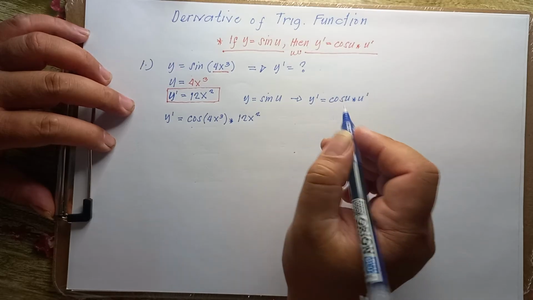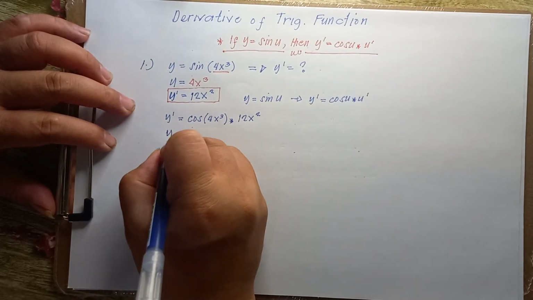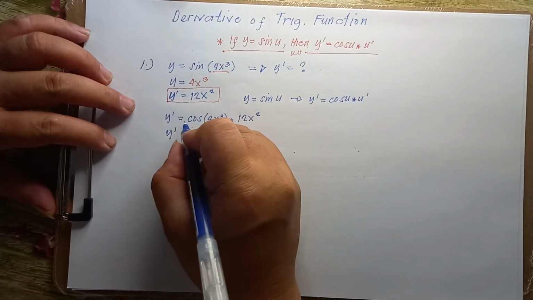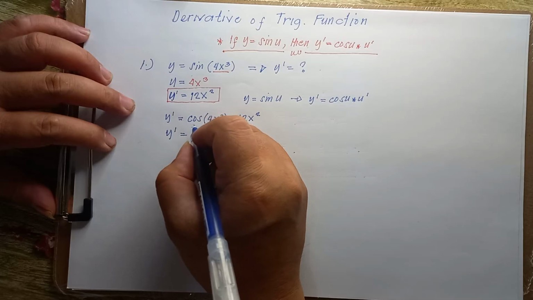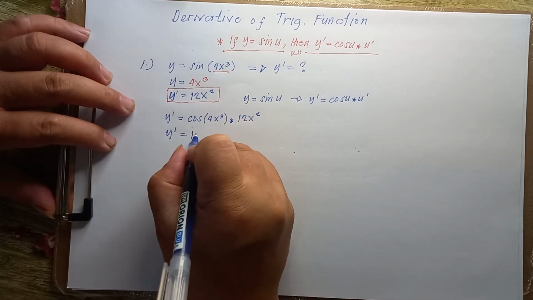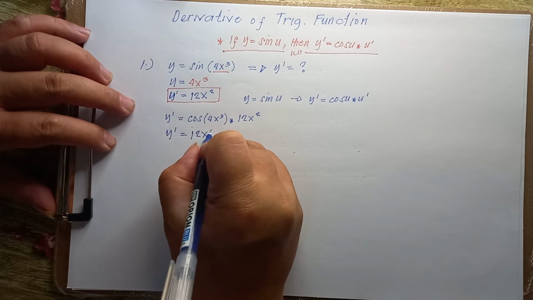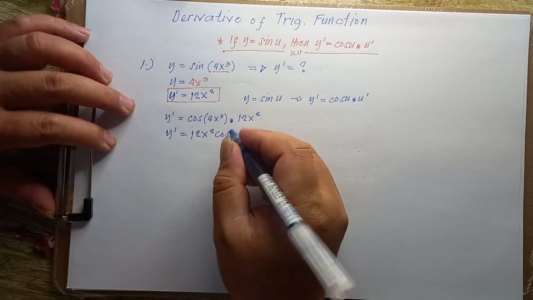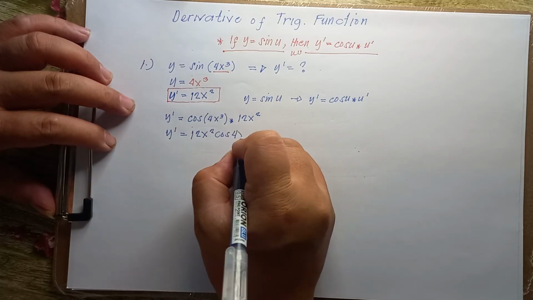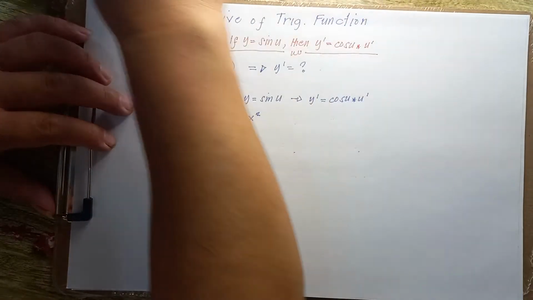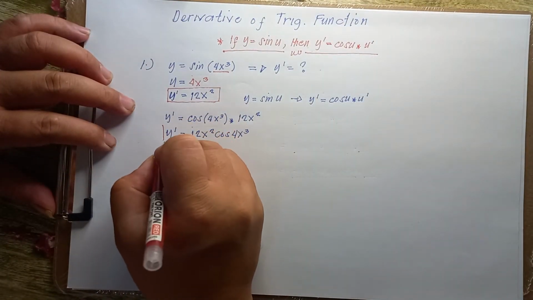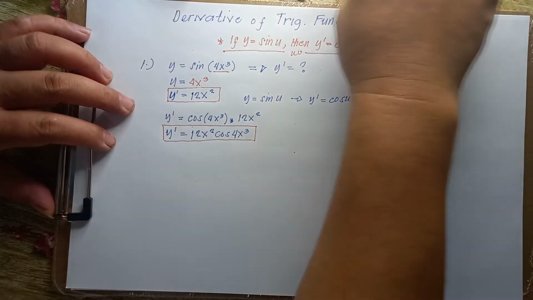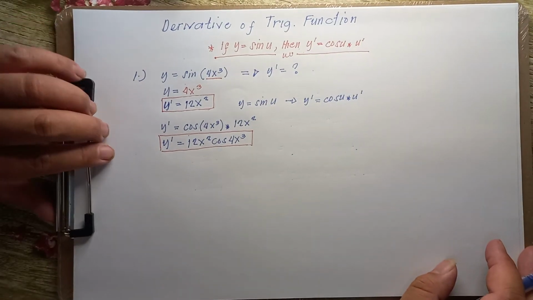Now, what is the final answer? Your final answer now would be y prime equals 12x raised to 2 multiplied by the numerical coefficient of cosine, which is 1. So we bring it in front. So, 12x raised to 2 cosine of 4x raised to 3. So that is the derivative of our problem. Okay, so number 2.